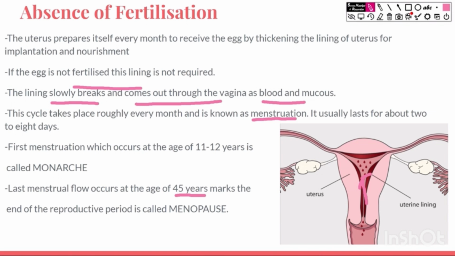This happens every month. The release of blood and mucus from the vagina occurs, and this menstruation lasts for about 2 to 8 days. The first menstruation, which occurs at puberty at 11 to 12 years of age, is called menarche, and the last menstrual flow is called menopause. After menopause, the female is not able to reproduce because there are no more mature eggs which can be fertilized. So this is what happens in case of absence of fertilization. All the blood along with the lining and the ovum is released out of the female body, and now new immature ova mature and a new lining is formed every month.